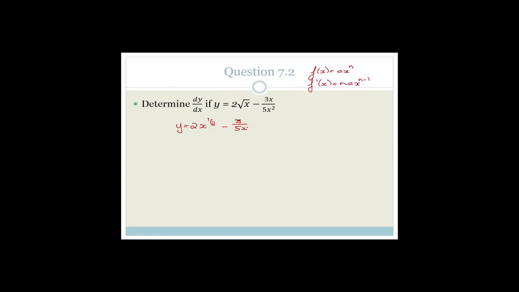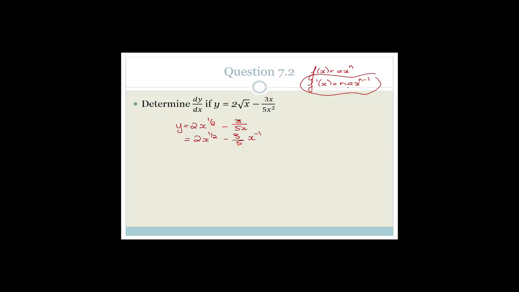But the problem is that we cannot find the derivative of anything that's at the denominator. We need to bring it to the top. And when we bring it to the top, it becomes a negative. So that becomes 2x to the half minus 3 over 5 x to the negative 1. And now we can apply this rule.